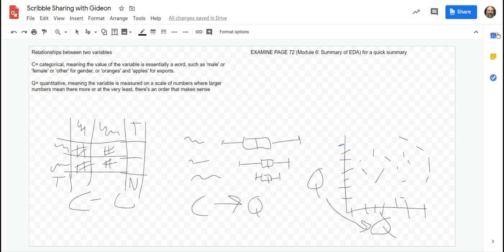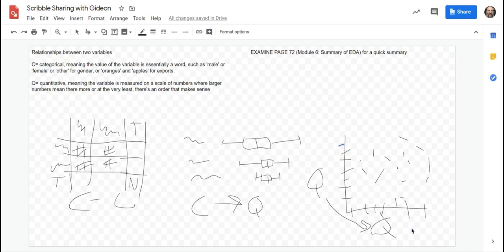And that's it. We don't really deal with Q to C, because that's taking a numerical value and then measuring something that goes to categories. That's pretty rare. You might get into a little bit of that in Stats 2 if that's in your program, but I'm going to ask you not to worry about it.